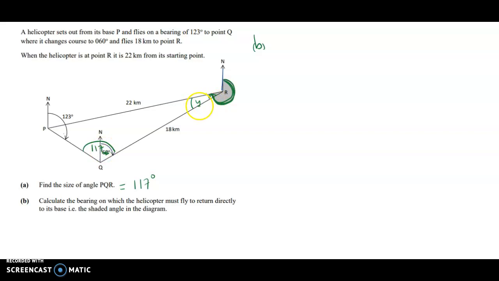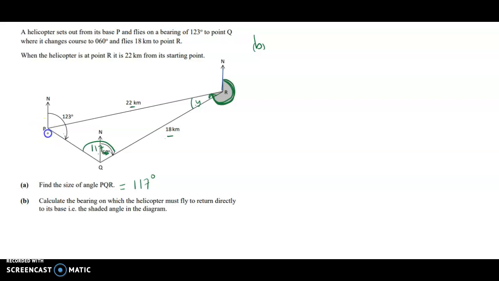So if I need to find Y, I could probably use cos rule or sine rule. But for cos rule, I need to have two sides and the angle in between, this here, and the angle in between. No, I can't use cos rule. Okay, so what about sine rule? So I have two sides and I have one angle. So nice. So let me label my triangle PQR in terms of small p, small q, small r.